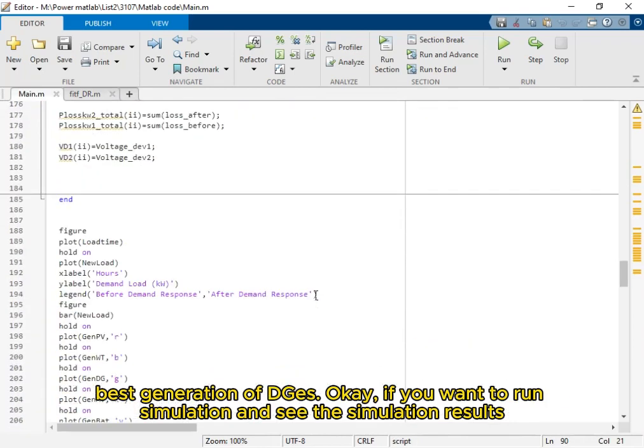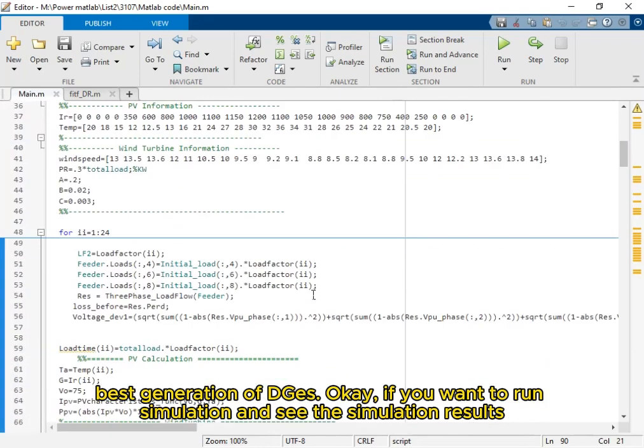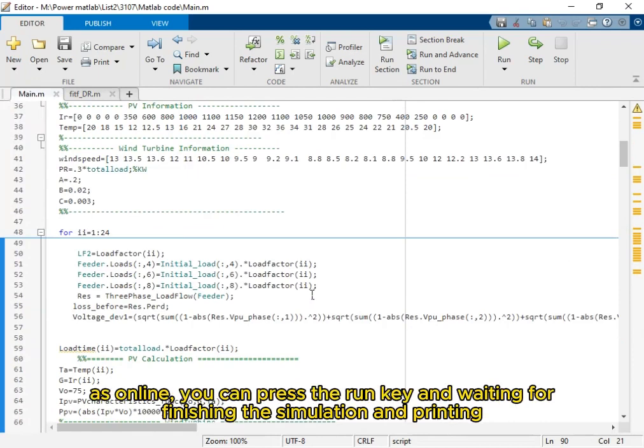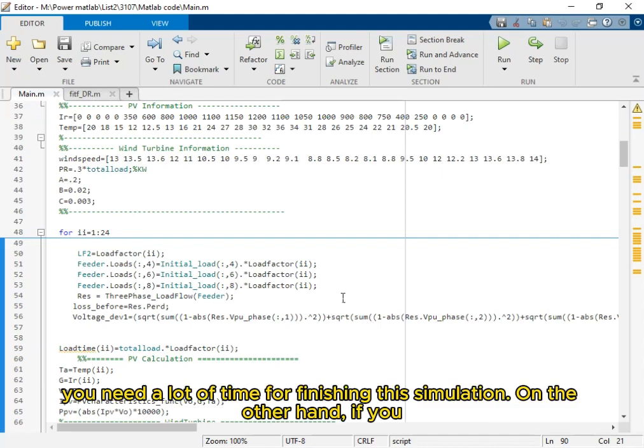Okay. If you want to run the simulation and see the simulation results online, you can press the run key and wait for the simulation to finish and print the output results, but in this path, you need a lot of time for finishing this simulation.